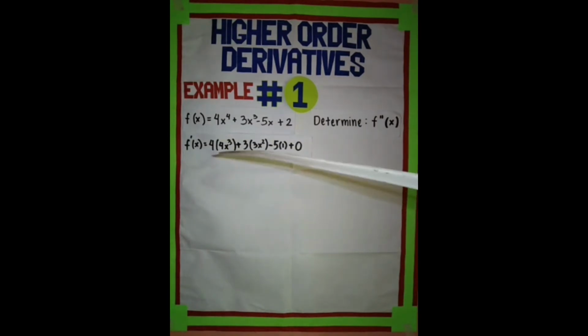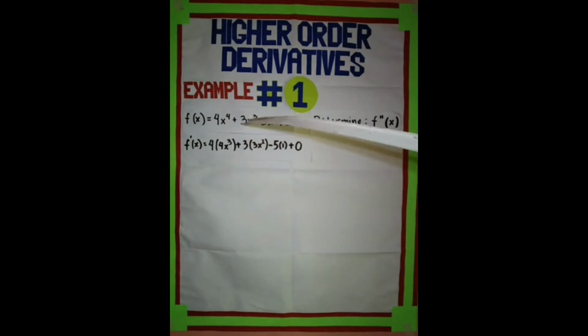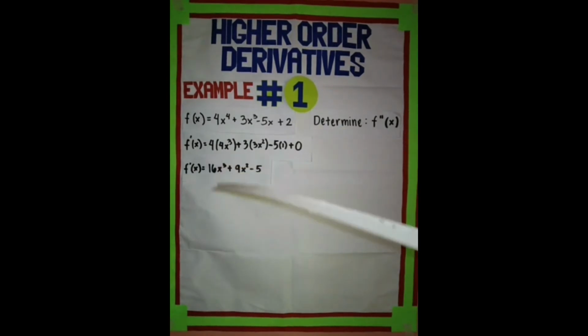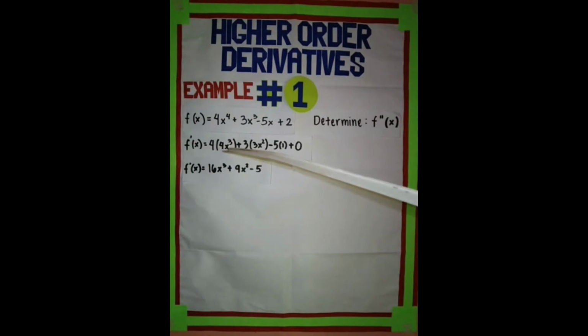So 4 times the derivative of x raised to the power of 4 is 4x cubed, plus 3 times the derivative of x cubed, which is 3x squared, minus 5 times the derivative of x, which is 1, plus the derivative of the constant number, which is equal to 0. So the next one is 4 times 4x cubed is equal to 16x cubed, plus 3 times 3x squared is equal to 9x squared, minus 5 times 1 is equal to 5.